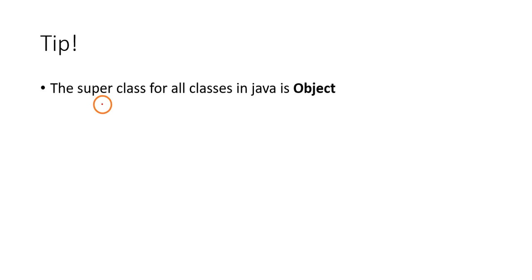Before going to method overriding, a small tip for you. In Java, all the classes are already created in the form of a hierarchy. They are already using inheritance between different classes, and the root node or the superclass for all the classes in Java is Object. This is a famous MCQ question: dash is the superclass for all classes in Java. The answer is Object.